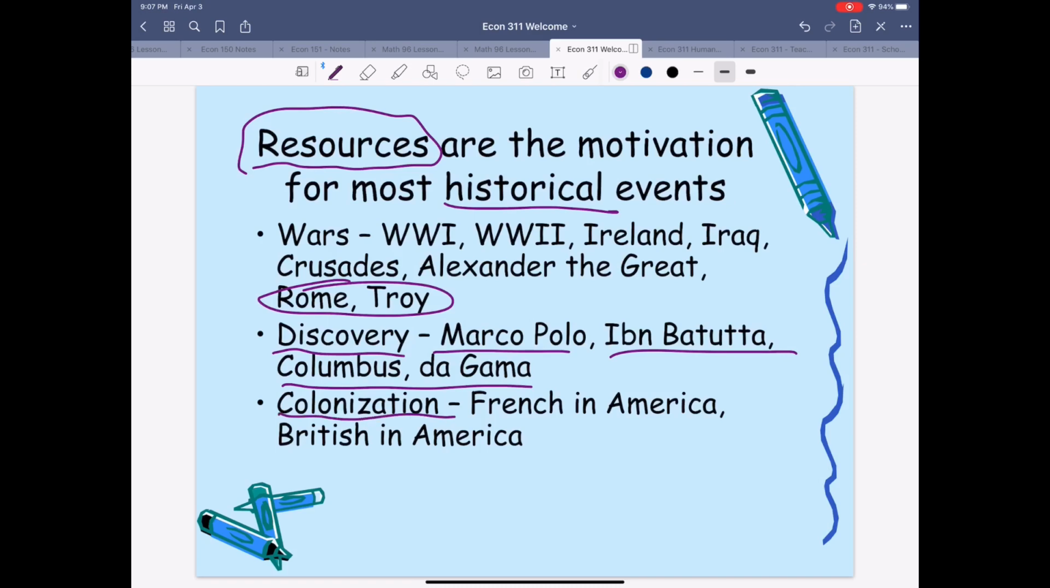And colonization is, again, most of that is motivated by gaining access to resources. The French in America, the British in America, those were done for a variety of reasons, primarily to access resources. The French in America, we'll talk about this later, but they came here to expand the fur trapping business, for example. The British in America needed a larger trade market. So we'll have a chance as we're going through this course to talk about a lot of these things, but this is an important foundation.